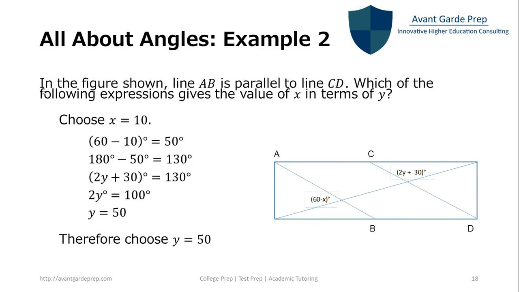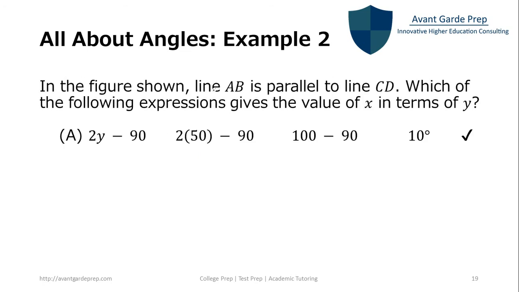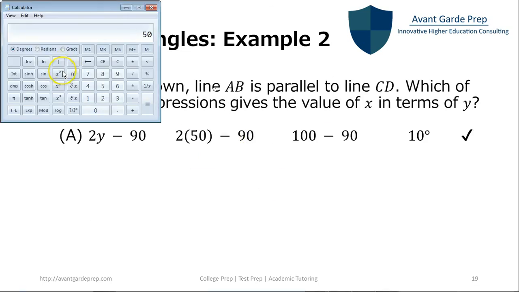We'll start with answer choice A. So here we can plug in 50 into the equation 2y minus 90. So first we'll multiply 50 times 2, that's going to give us 100, minus 90, and that gives us 10. So answer choice A checks out, but because we're using the backdoor, we need to make sure we plug it into all the answers and make sure none of the other answer choices are the same.